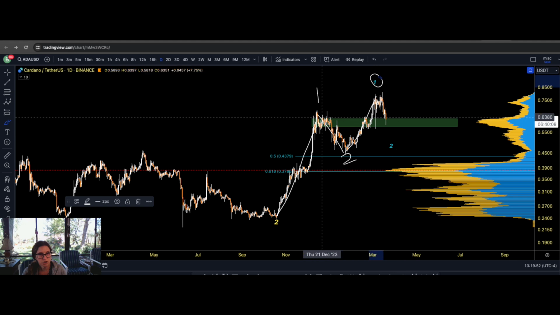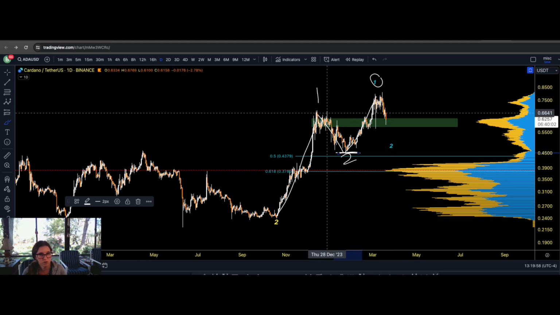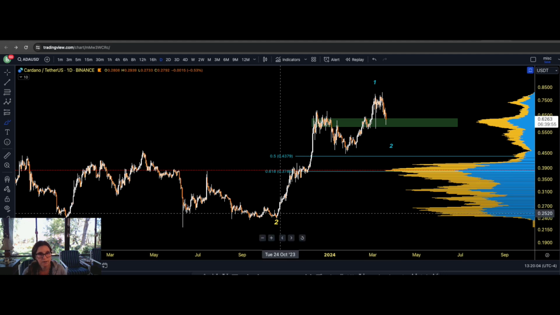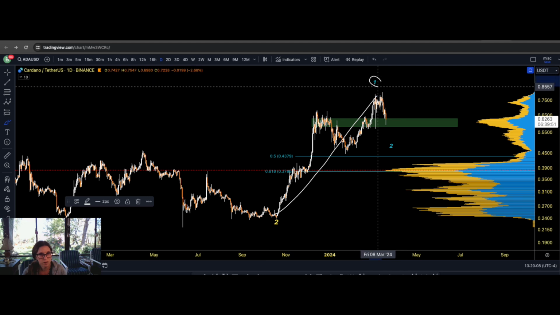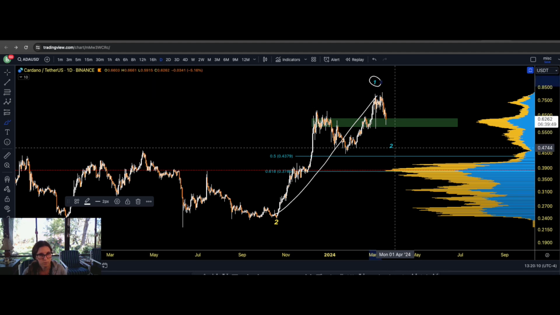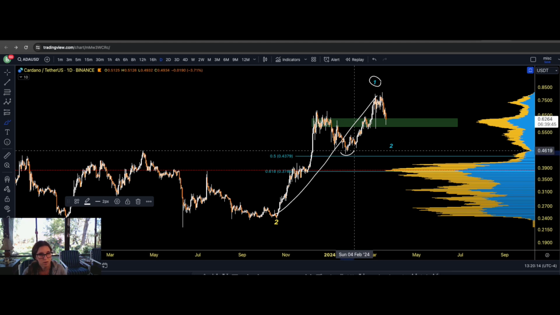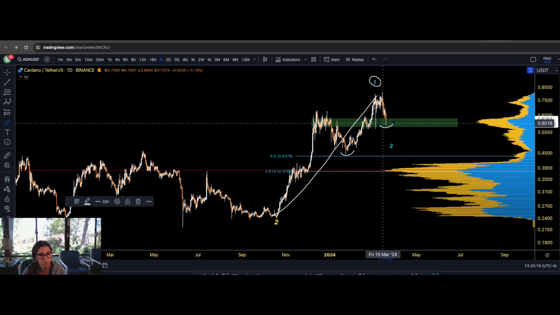Complete invalidation for this nest is this low. Breaking that low will invalidate the 1, 2, 1, 2 nest. If that were to happen, we would alternate and say that this entire wave was a wave 1 and we're looking for a wave 2. Now, naturally, we want to see ADA protect this wick low and make a higher low and keep the higher highs and higher lows going.